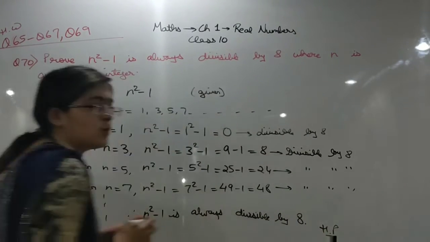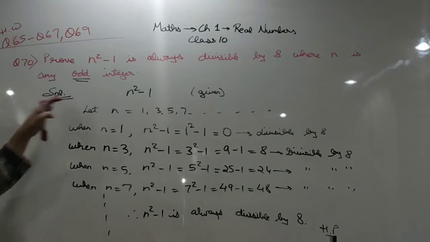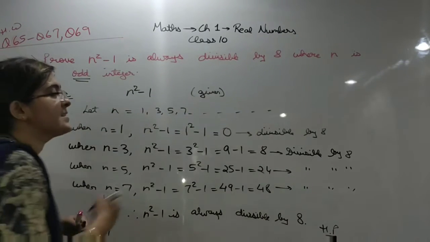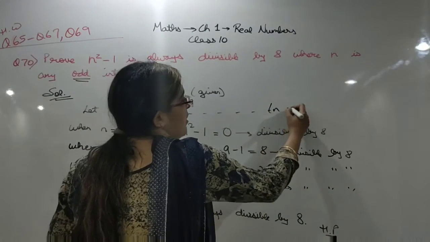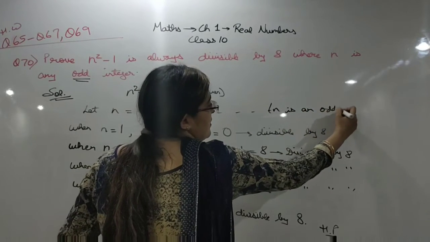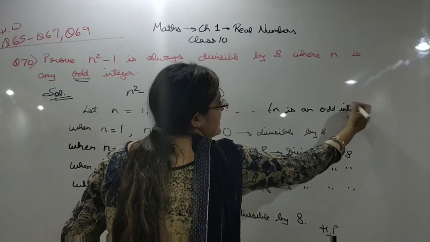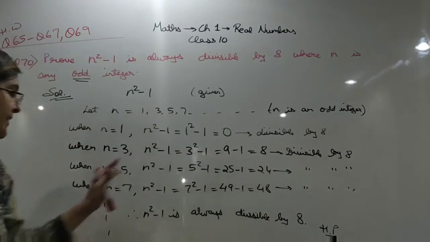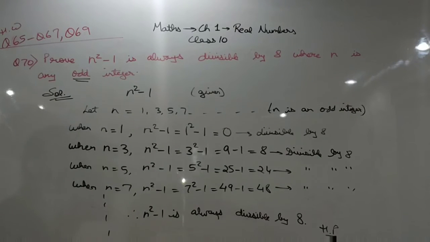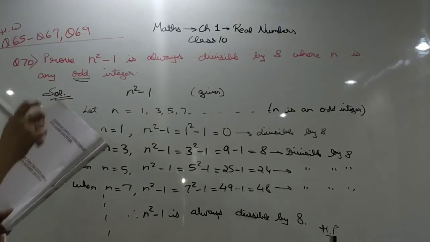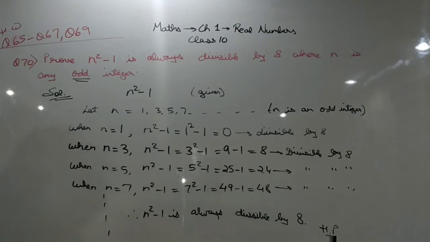Hence proved. Is it clear students? What we did? We kept the different values of n since n is an odd integer, and saw what values were coming, and it can go on. Clear? Pause the video and note it down in the question booklet. The space is given here.